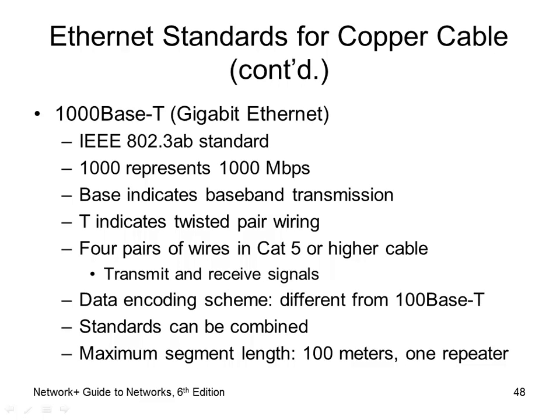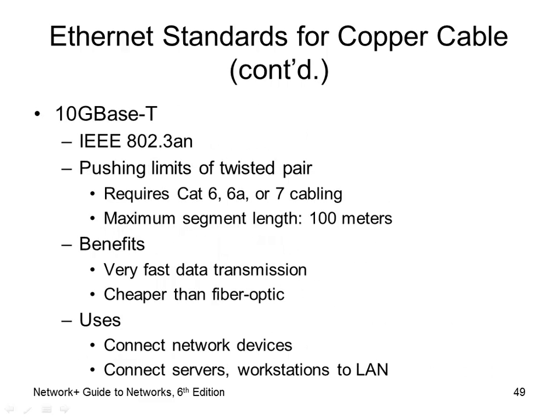1000 base T, that's your gigabit network. You use all 4 of the wires, 4 pairs of wires in a Cat5 cable. The data in scheme is different from 100 base T. Maximum length again, 100 meters and 1 repeater. 10G base T, just faster. This is 10 gigabit. This is pushing the limits of twisted pair cable. 10 gigabit over copper is getting to just about the end of what we're going to be able to see. 100 meters again, very fast data transmission and cheaper than fiber optic.